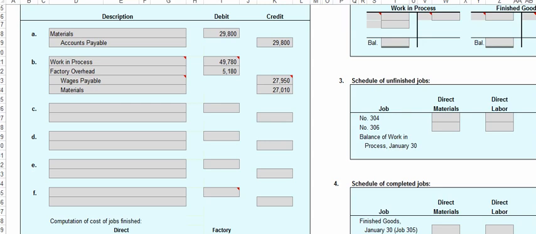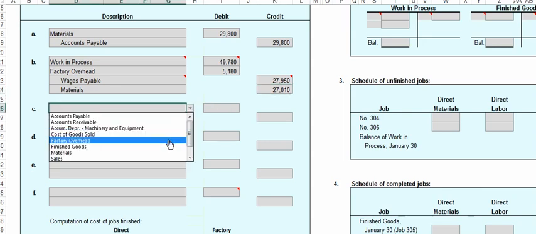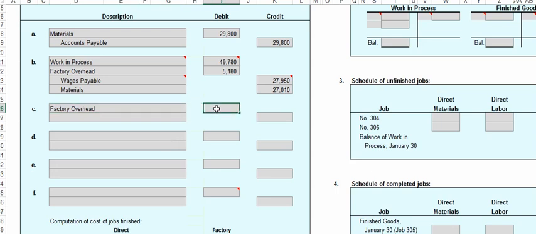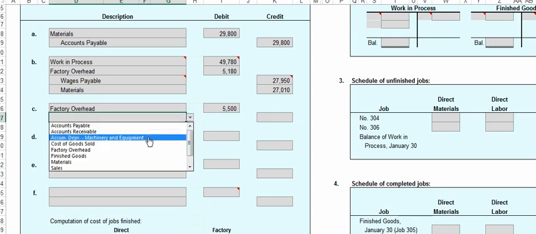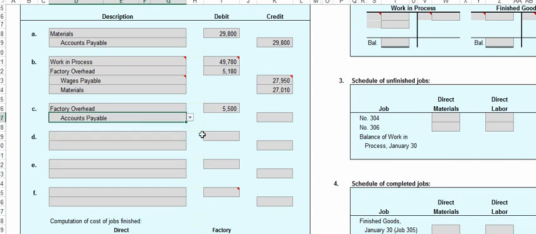Okay, now on C, it says factory overhead cost incurred on account. This is actual factory overhead, so it's going to go on the books as a debit to the factory overhead account, $5,500. And the costs were incurred on account, so we'll credit, of course, accounts payable, $5,500 as well.